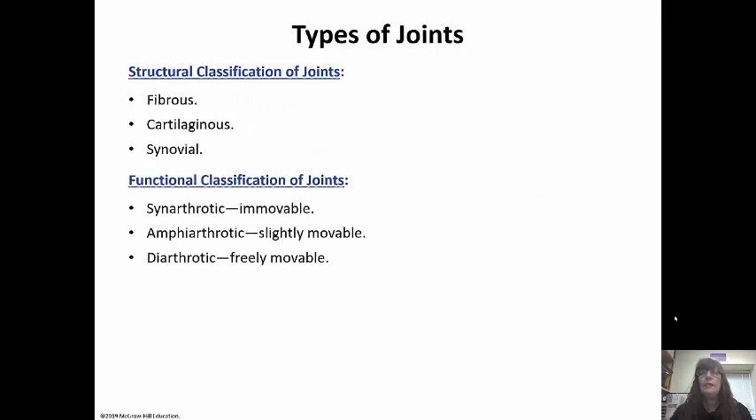So first off, joints can be classified in two ways, structurally or functionally. Structurally, they're classified as fibrous, cartilaginous, or synovial based on what they are made of. And functionally, they are classified based on how much they can move. So synarthrotic joints are immovable, amphiarthrotic joints are slightly movable, and diarthrotic joints are freely movable.